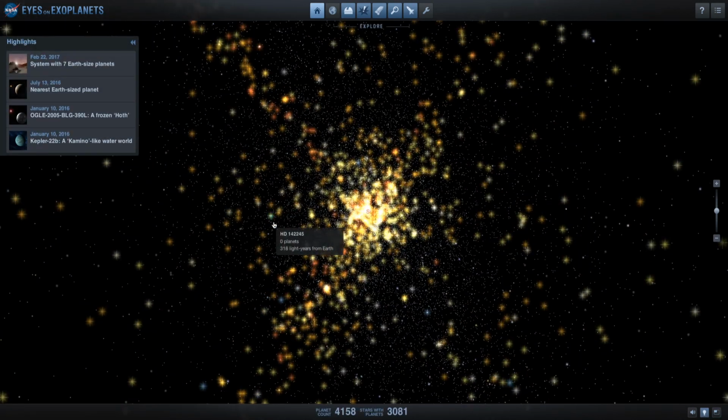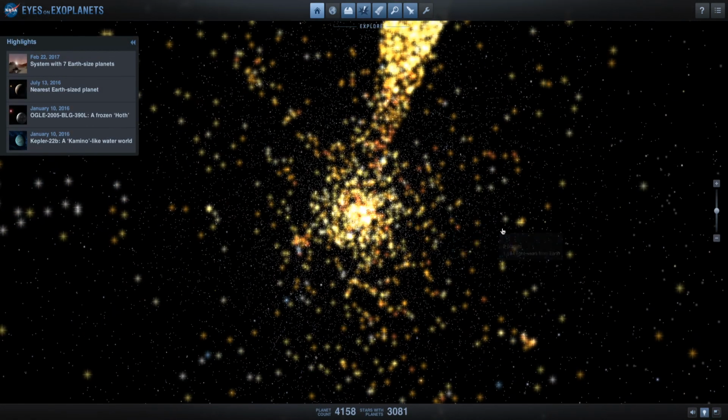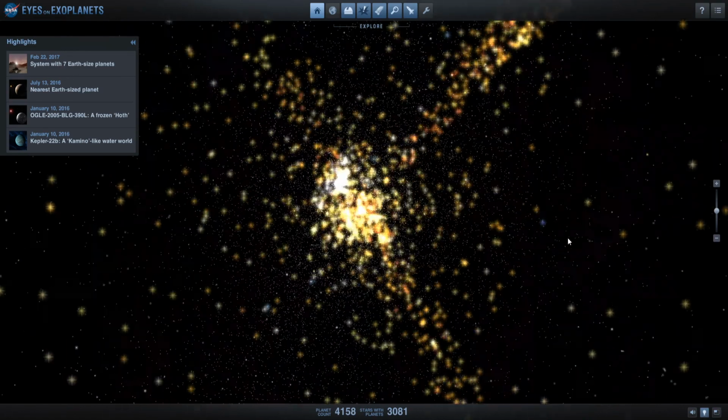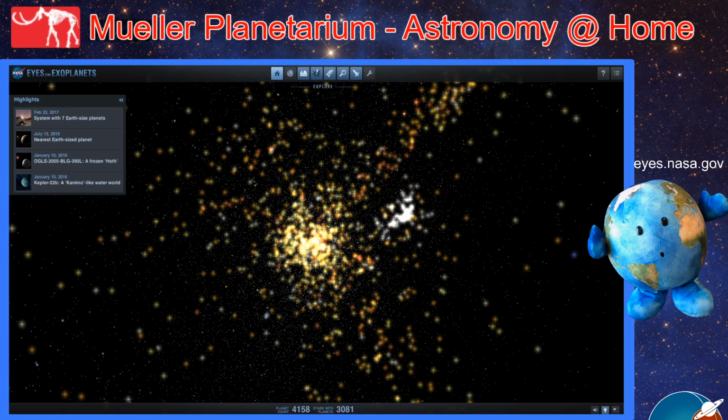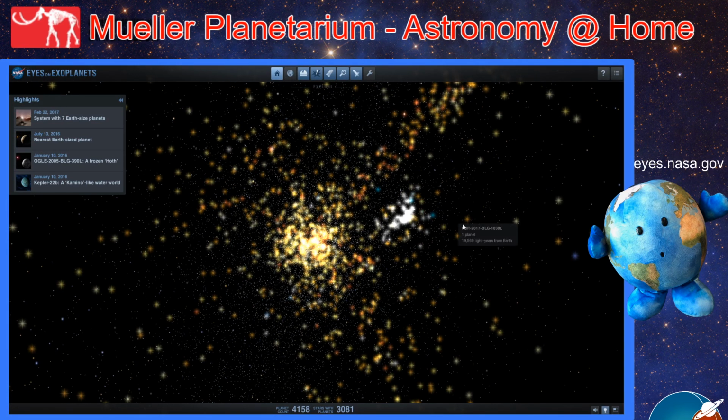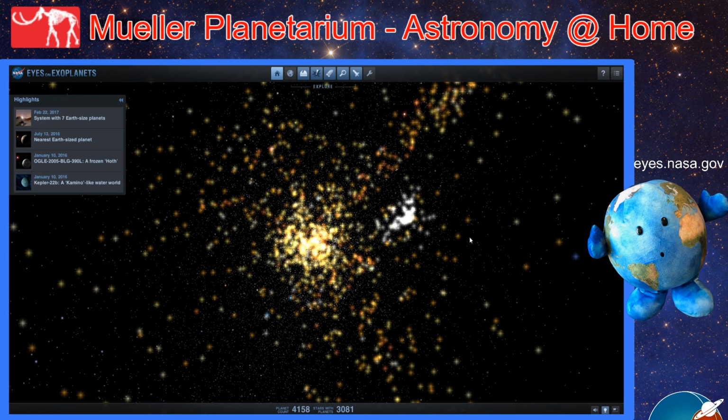On your safari, on your journey using Eyes on Exoplanets, please keep in mind, if you have any questions, this is a good place to ask them in the section below in case you get lost. You can always click on the home button to take you back to your overall view should you get really lost in the weeds, so to speak.